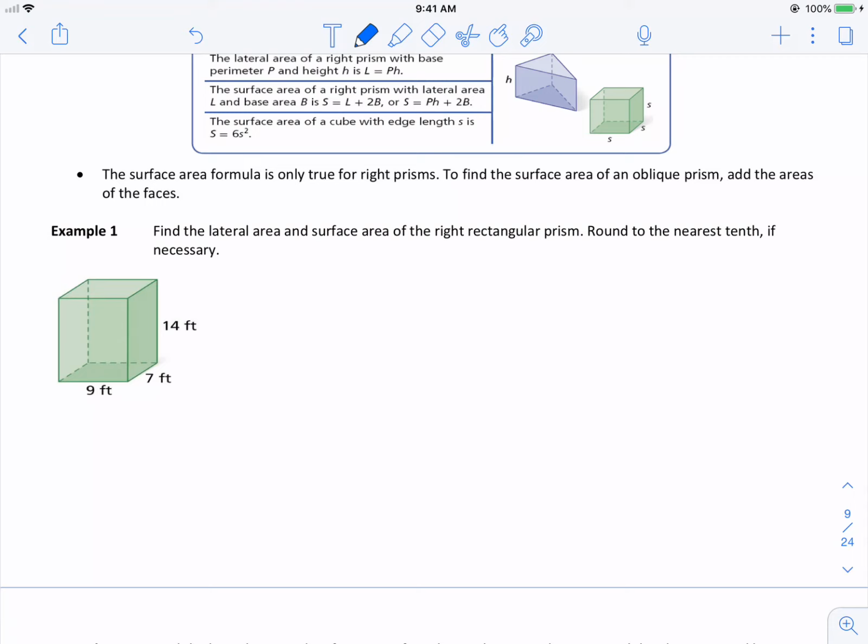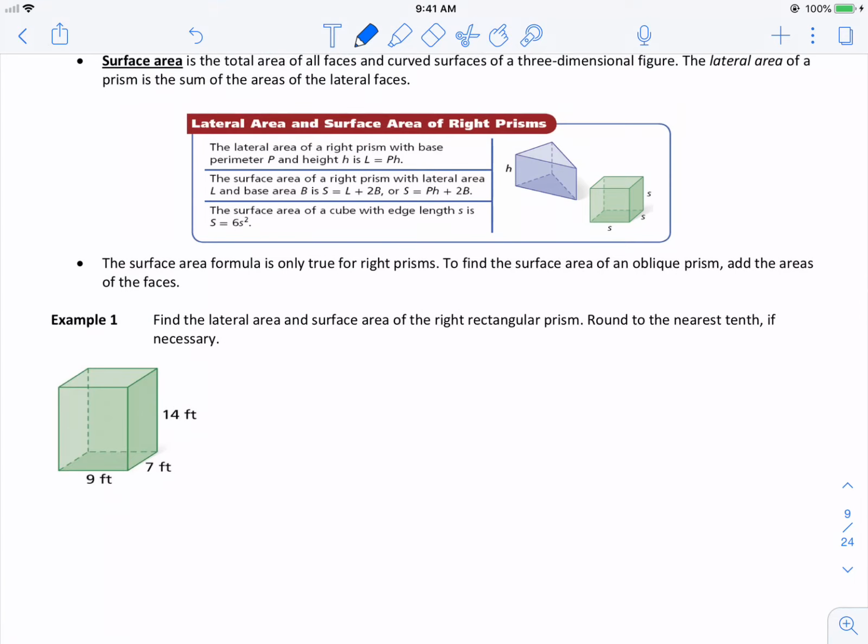So in example 1, we were asked to find the lateral area and surface area of this right rectangular prism and eventually round to the nearest tenth, but we won't need to round in this problem. Now, above we have our equations for both lateral area and surface area. These are very general equations.